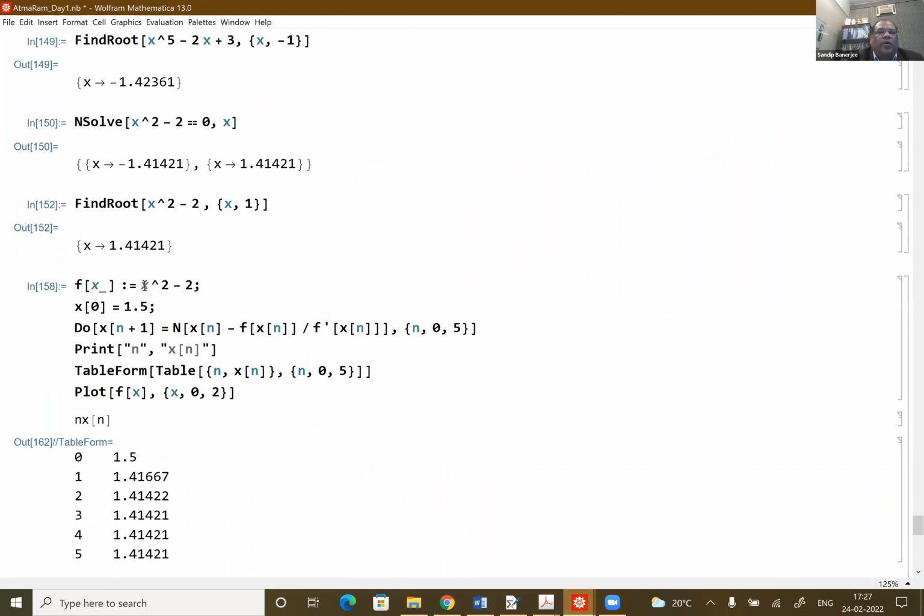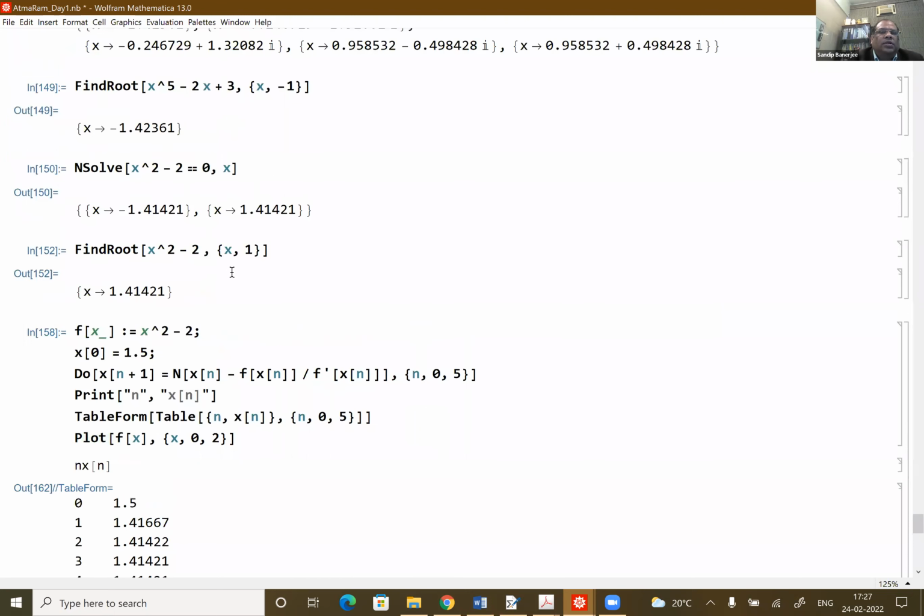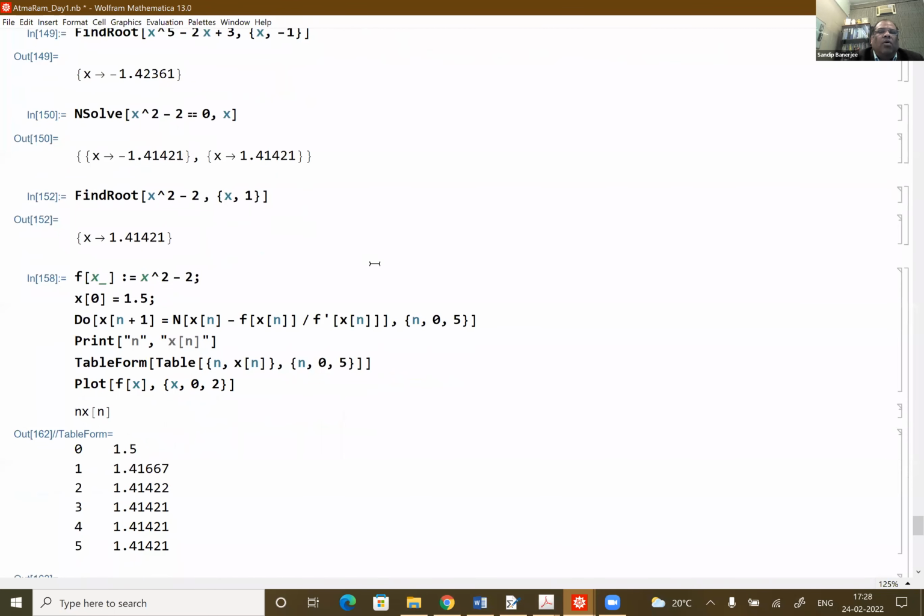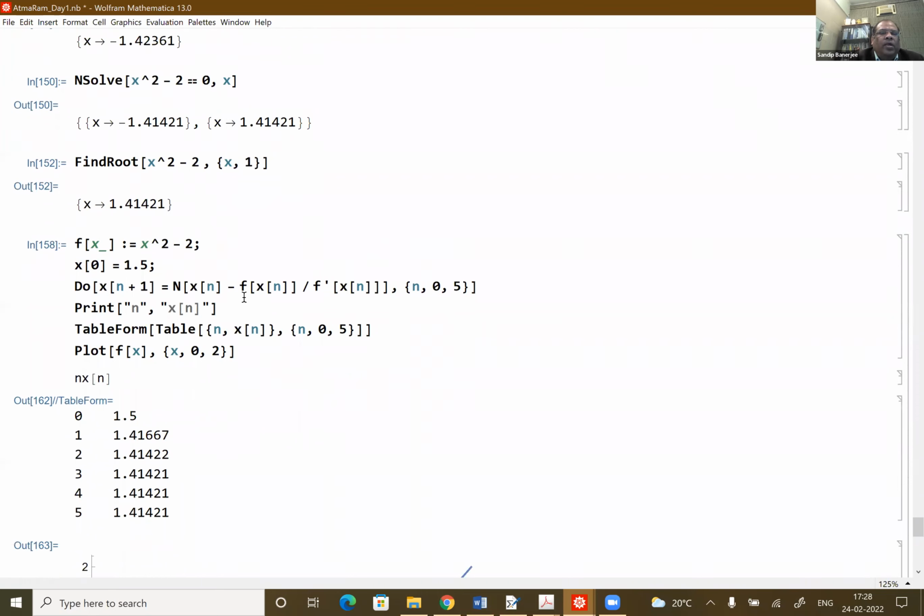Okay, so what you're doing is this is just some sort of cross check. I have the equation x squared minus 2 equal to 0. I'm solving with respect to x. I got these two roots. Now you want to use any numerical method, say Newton-Raphson. So I use FindRoot also, and I see that if I put 1, I get this value. If I put -1, I get this value.